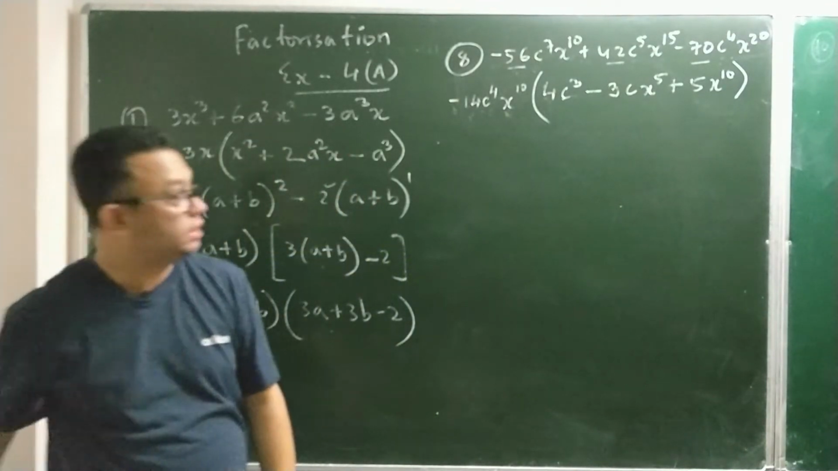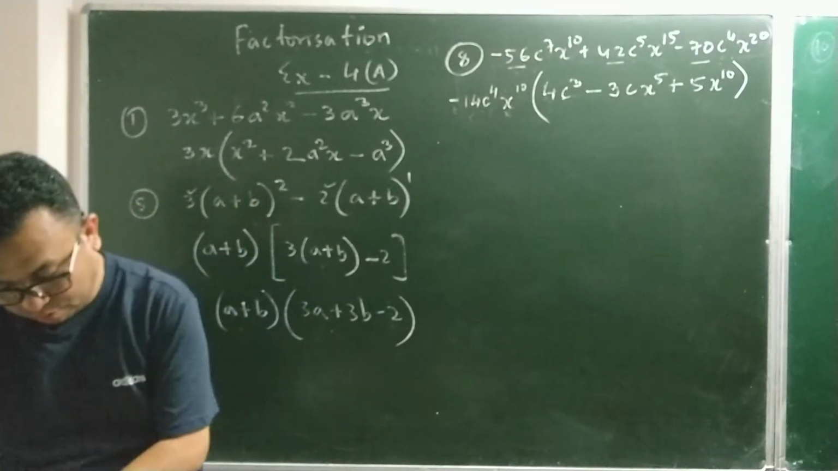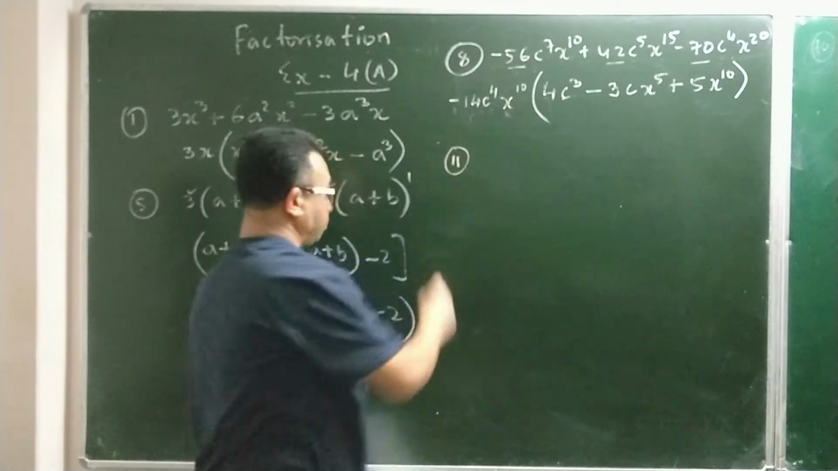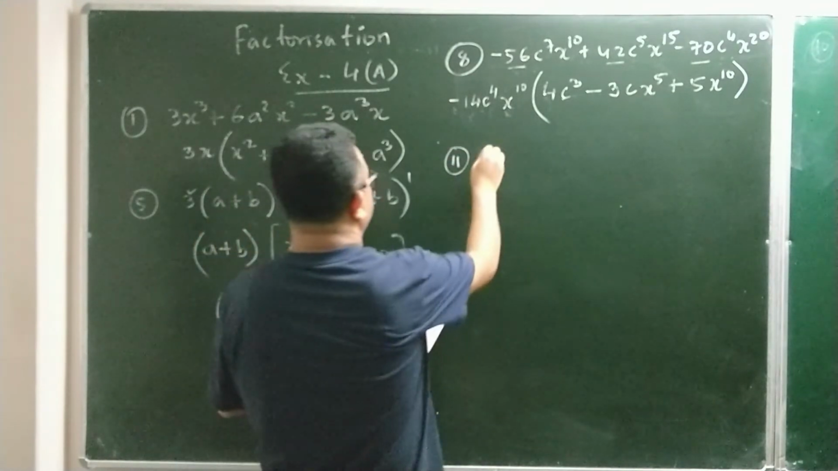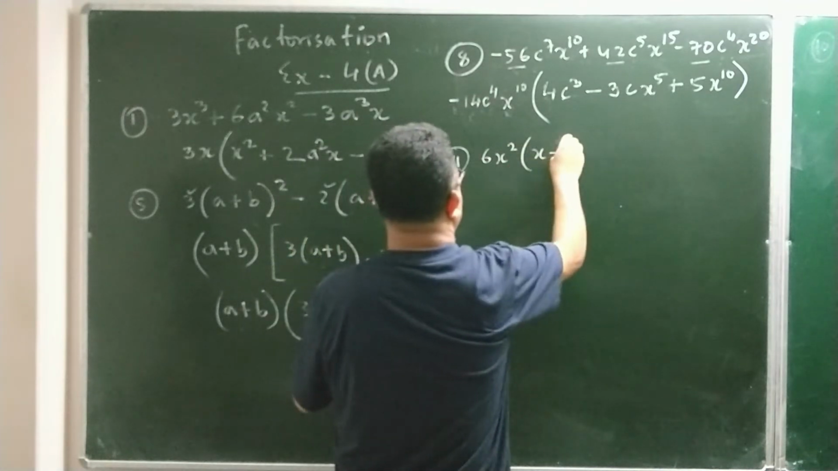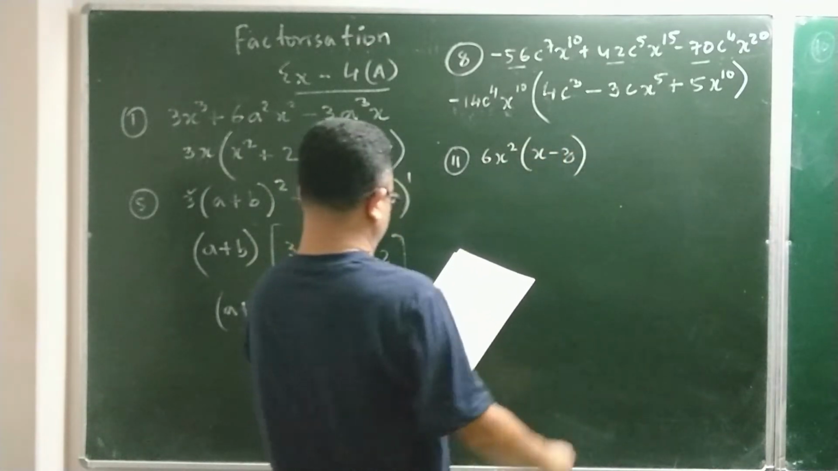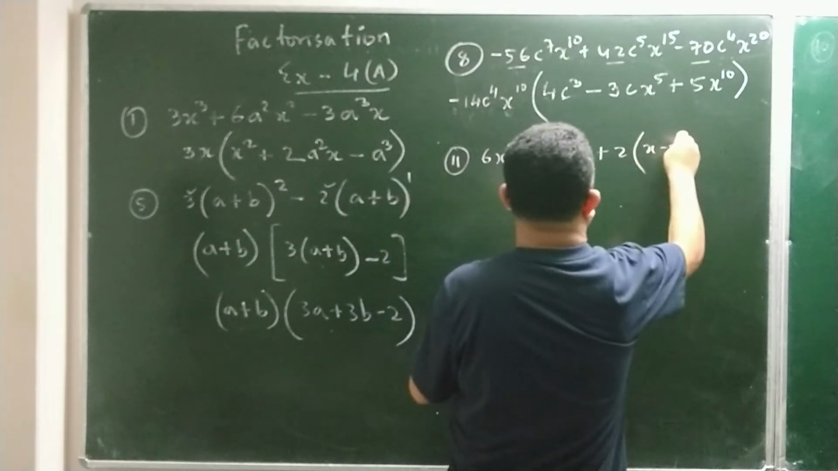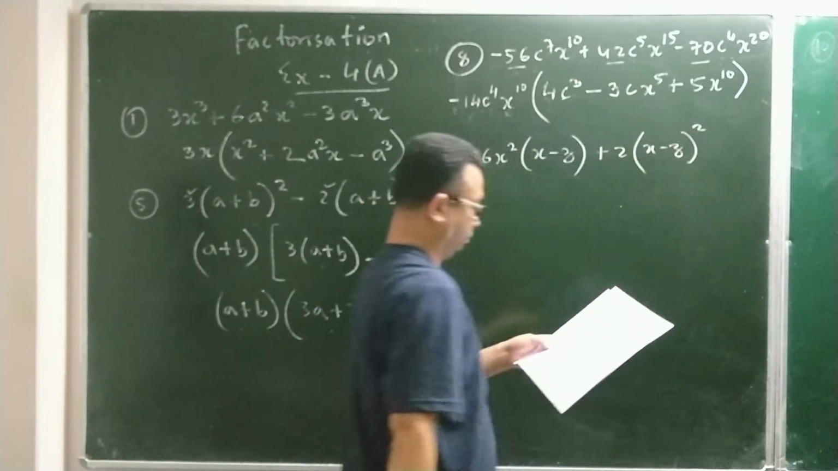Now let's see, I think I'll do one more by common factor. So let me do number 11, and that is 6x square into x minus z, plus 2x minus z whole square.